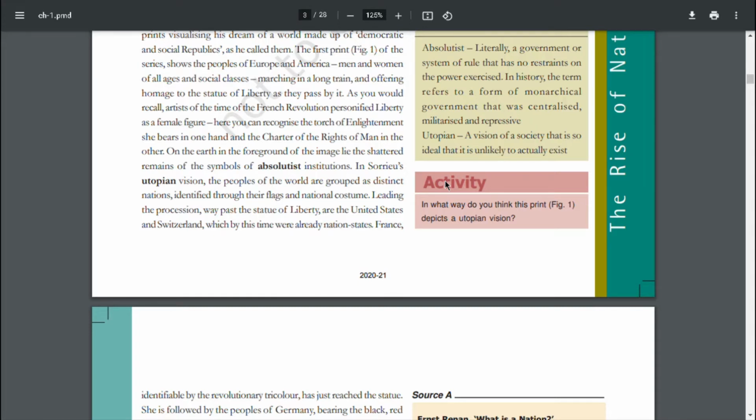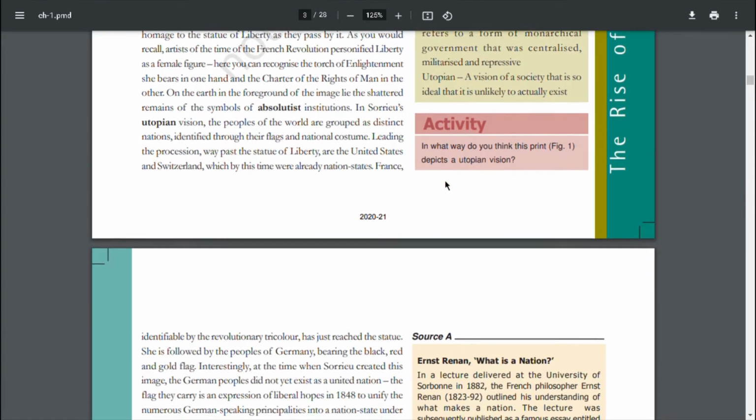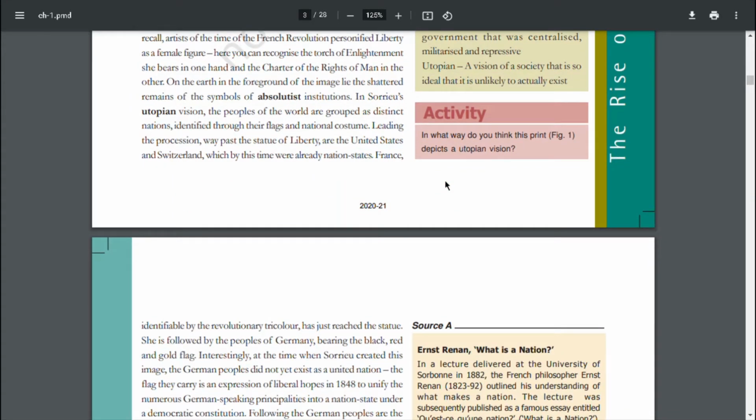As you would recall, artists of the time of the French Revolution personified liberty as a female figure. Here you can recognize the torch of enlightenment she bears in one hand and the charter of the rights of man in the other. On earth, in the foreground of the image, lie the shattered remains of the symbols of absolutist institutions.